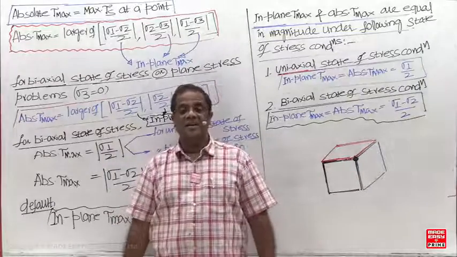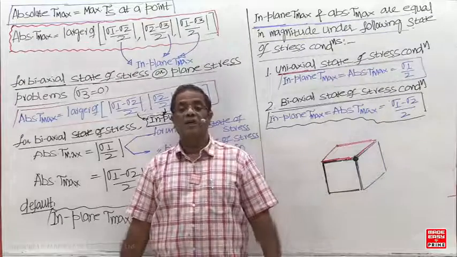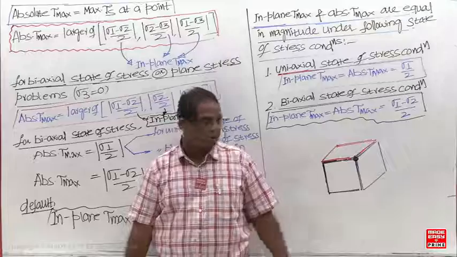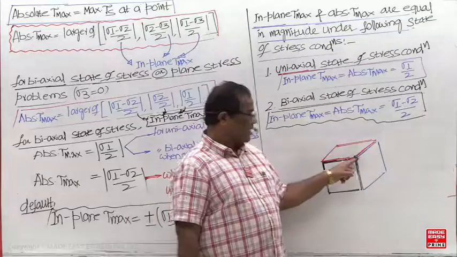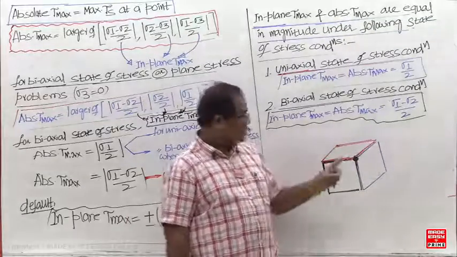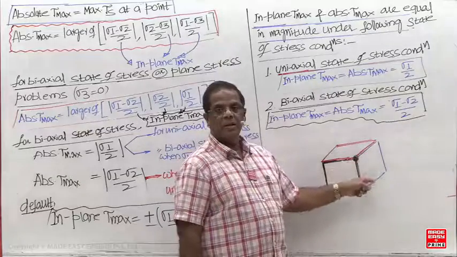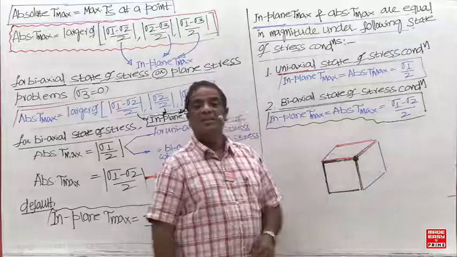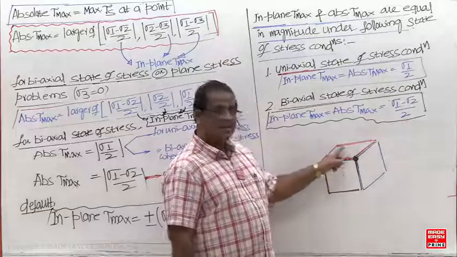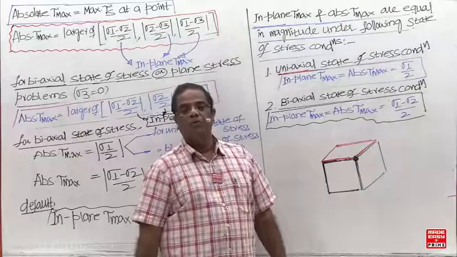Whenever you are calculating the dimensions of a component, that is when you are designing, you have to go for an absolute tau max, because that will give the maximum shear stress at a point. So I want to get the maximum shear stress at this point. First you assume this point belongs to x and y. Then one in-plane tau max is (sigma 1 minus sigma 2) by 2. When this point belongs to y and z, one more in-plane tau max, that is sigma 2 by 2.